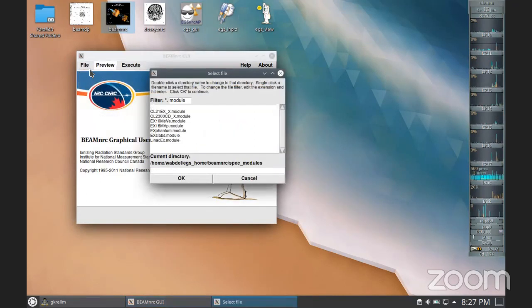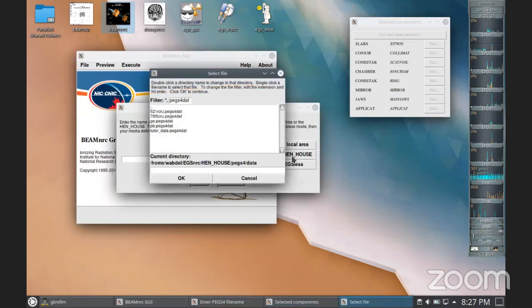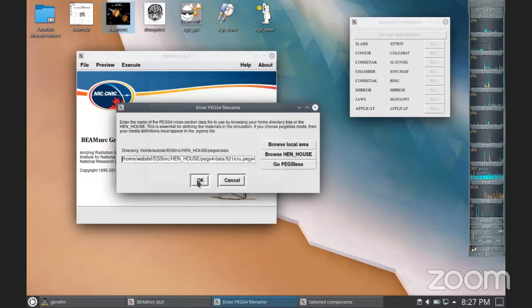Okay, so you load, and you'll find this example, this 16 MeV photon. We want the electron, the 10 MeV electron. So I'm going to select that. And for the electrons, we will go to the HEN HOUSE because I think it's the 521 ICRU. The photons use the 700 ICRU. The electrons use the 521 ICRU file. So that's in the HEN HOUSE.